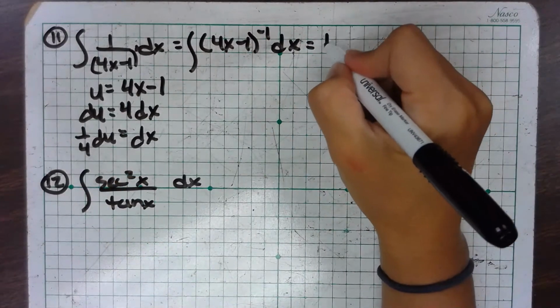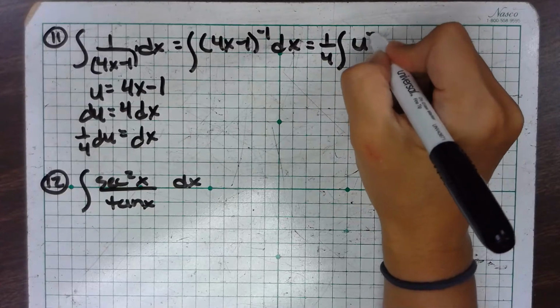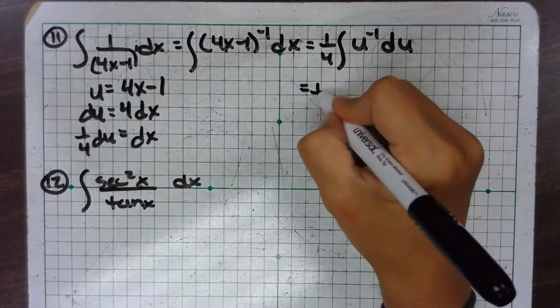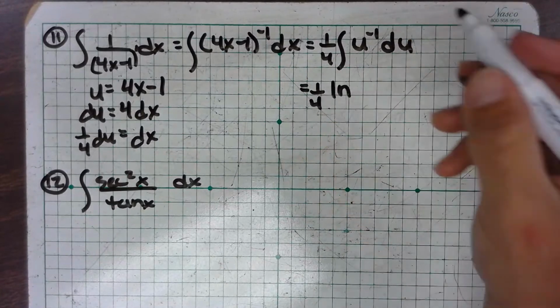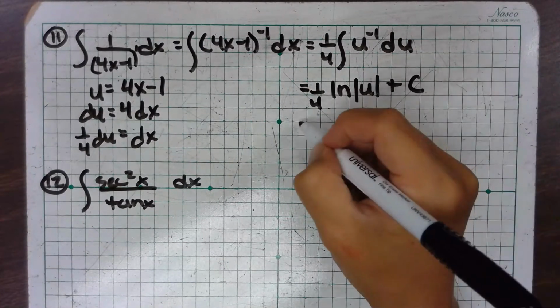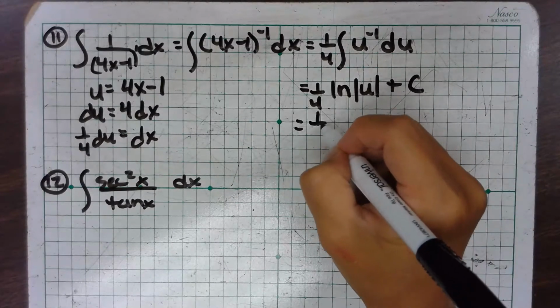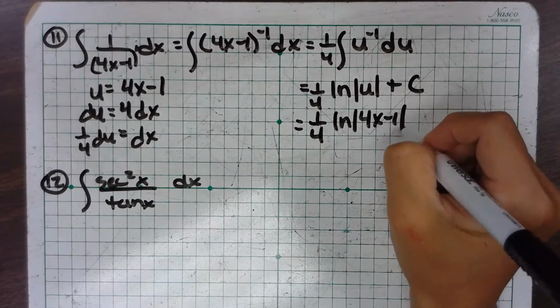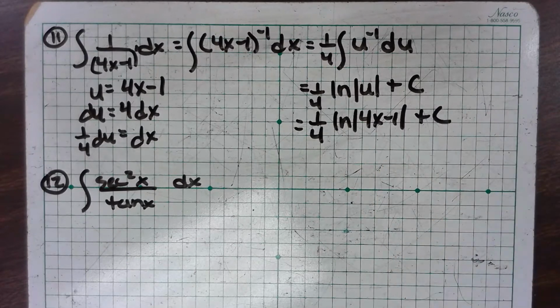So here, this is going to be 1/4 u to the negative 1 du. All right, so here this is going to be 1/4 ln the absolute value of u plus c. We'll go replace it and keep the absolute value.